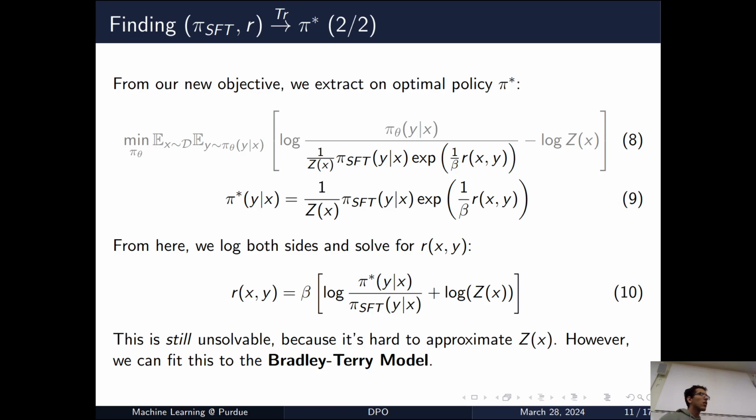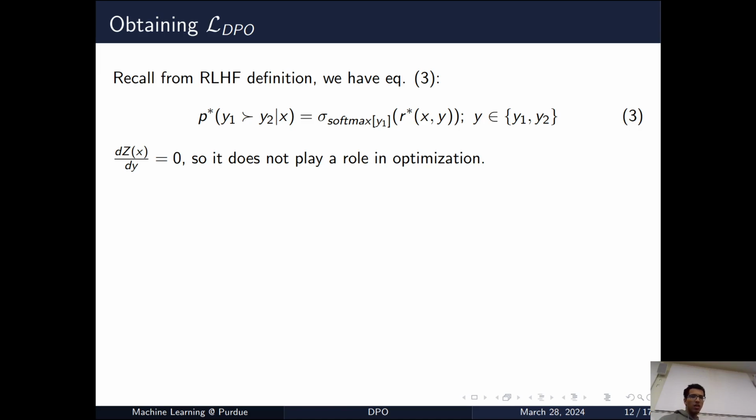And then we go from equation 9 to equation 10. It's just algebra, we just solve for R. And then we plug that into the Bradley-Terry model. Right there.